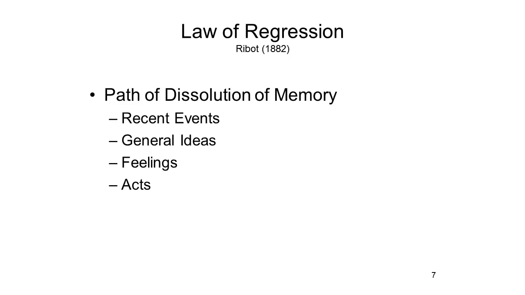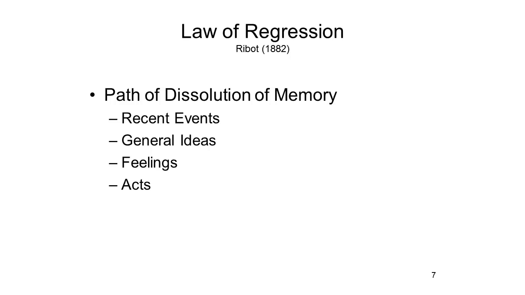Memory for specific events, what we would now call episodic memory, tended to be lost before memory for general ideas, what we would now call semantic memory. Ribot discovered that memory for emotional events, memory for feelings, took even longer to disappear, and memory for behaviors, what we might today call procedural memory, was the very last to go.